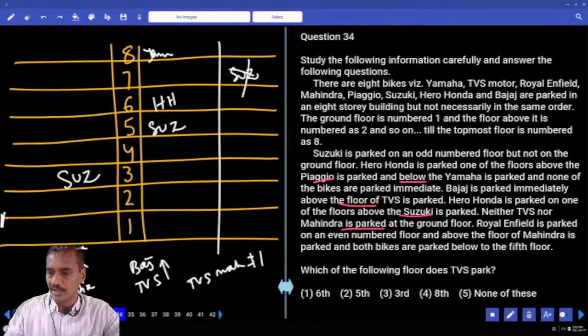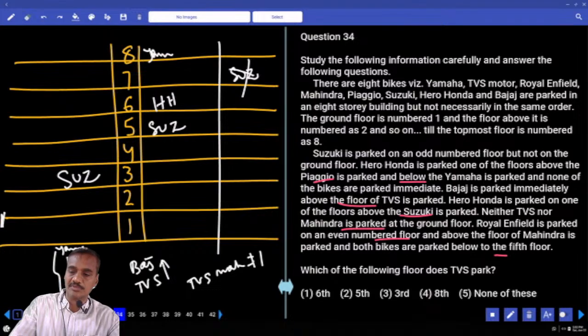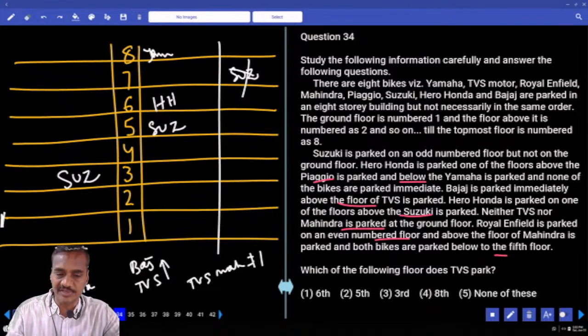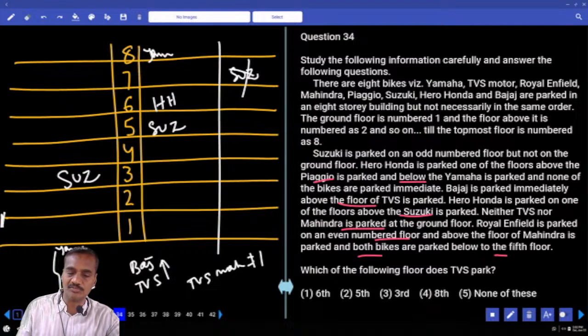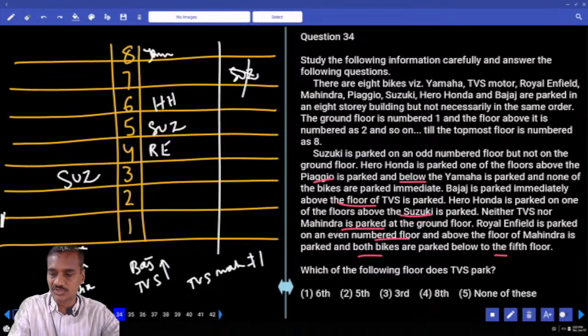Then next one. Royal Enfield is parked on an even numbered floor above the floor of Mahindra, and both are parked below the 5th floor. So Enfield must be here, parked above the floor of Mahindra.